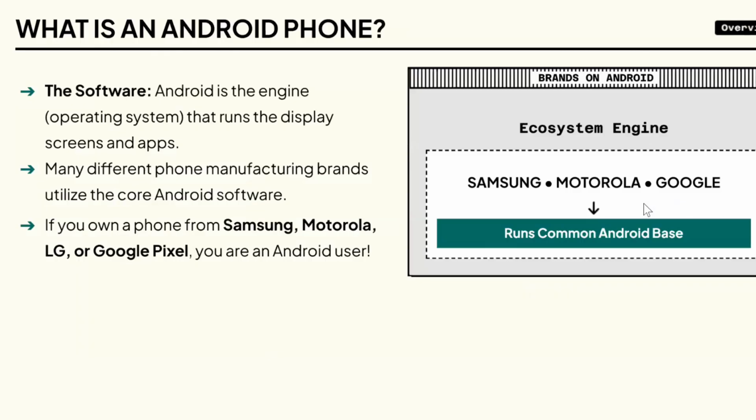What is an Android phone? First, we have the software. Android is the engine operating system that runs the display screens and apps. Many different phone manufacturing brands utilize the core Android software. If you own a phone from Samsung, Motorola, LG, or Google Pixel, you are an Android user.